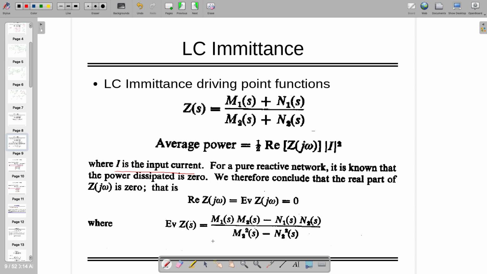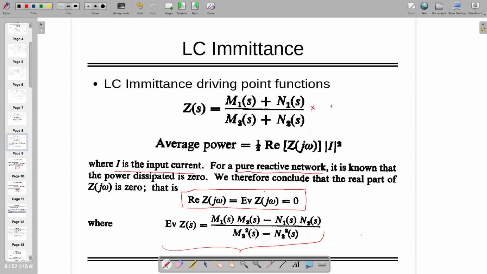Now we understand, when we are saying pure reactive network, it means it does not have any resistance. It is known that the power dissipated is 0 by this equation, because the real part is 0. Therefore, we can say that the real part of z omega, equal to the even part of z j omega, equals 0, and already this equation is known to us.